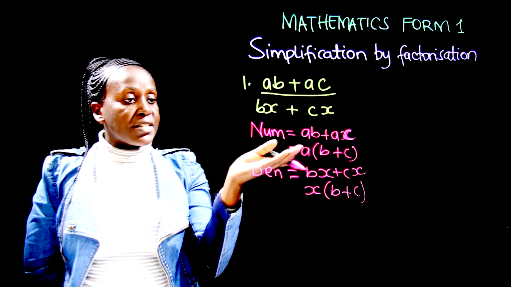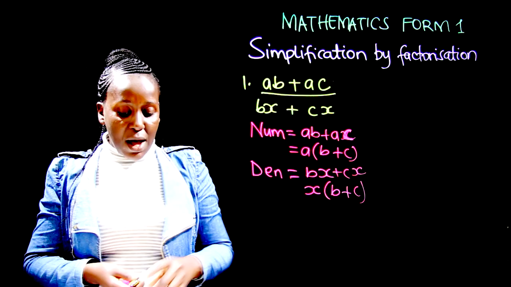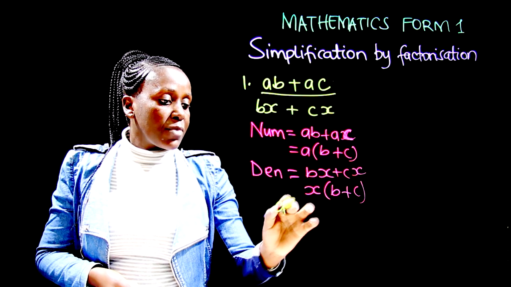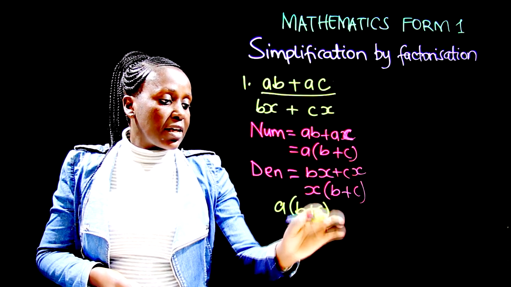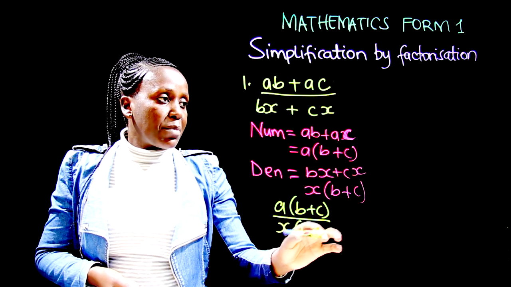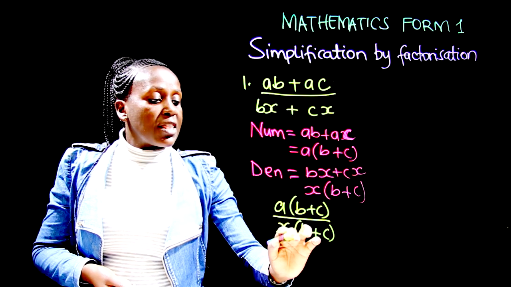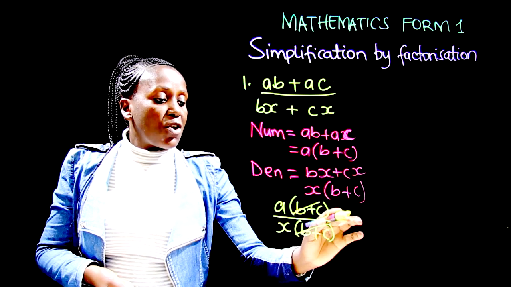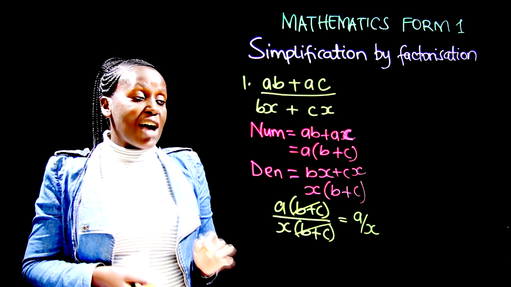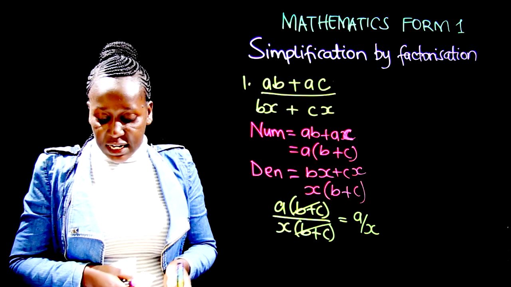Now since we have factored both the numerator and the denominator, we are now going to combine them as they were initially in the question. So we will have A into brackets B plus C, all that over X into brackets B plus C. Now since the two factors are the same, they will cancel out and our final answer will be equal to A over X. And that is how you simplify by factorizing first. Let us look at another example.